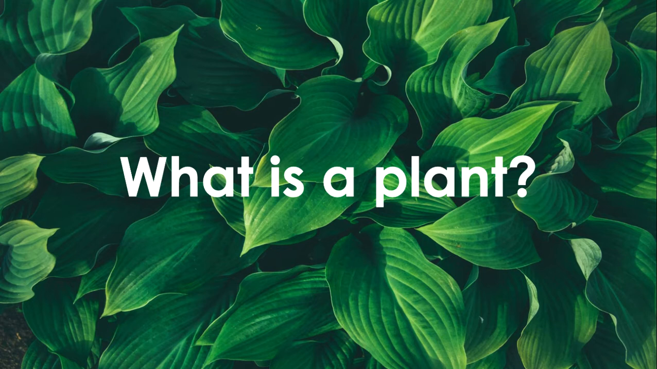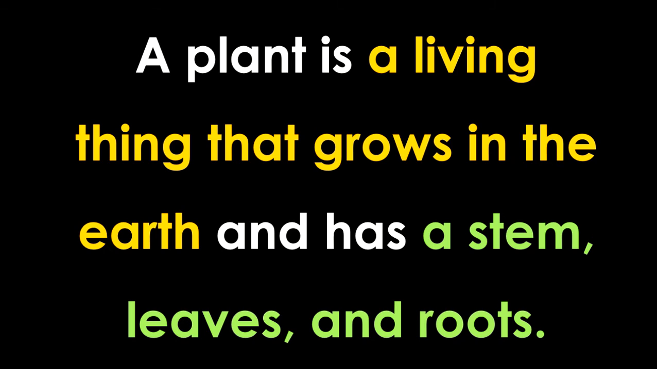Let's review. We covered these in school before, so Miss is just going to speedily go through these so you can refresh your memory about plants, okay? A plant is a living thing that grows in the earth and has a stem, leaves, and roots. So the first thing you need to remember is a plant is a living thing. Living things breathe, living things grow, living things have babies, living things feed themselves. So a plant is a living thing and it grows in the earth. And a plant has parts. And the main parts that all plants have are stem, leaves, and roots.